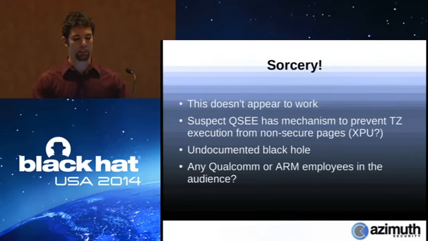So I suspect that QSEE actually has some sort of mechanism in place that prevents TrustZone from executing code from non-secure pages. Analogous to how user-land applications have NX or DEP, or more recently, the Linux kernel on ARM or x86 have PXN and SMEP, respectively. And I suspect it may have to do with the XPU, which is the memory management component that handles marking regions as secure. But this is an undocumented black hole. It's very difficult to understand what's going on here, and I don't have the capabilities to look at the hardware close enough to actually understand what's going on.